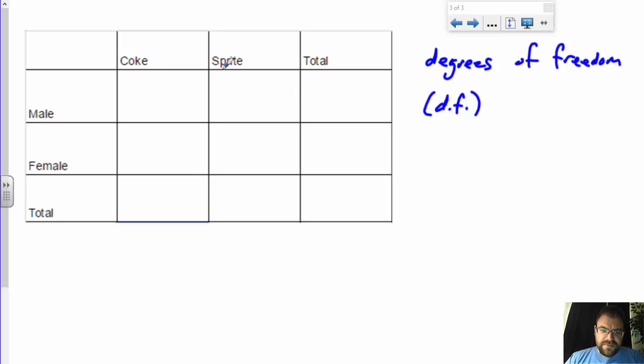I've just made up a mock contingency table. It's a table of observed values for a chi-square test, and it's referred to as a contingency table. I'm going to write that here, contingency table.